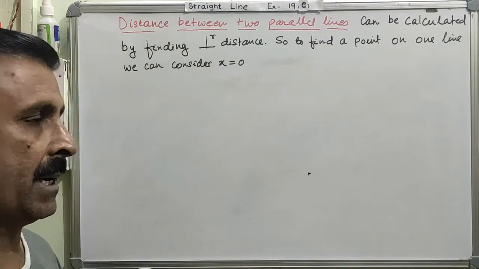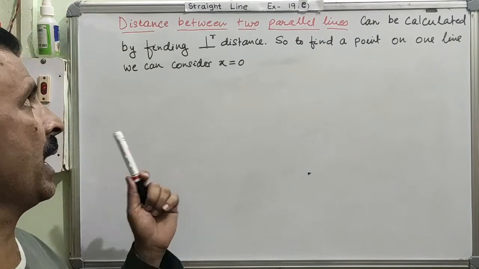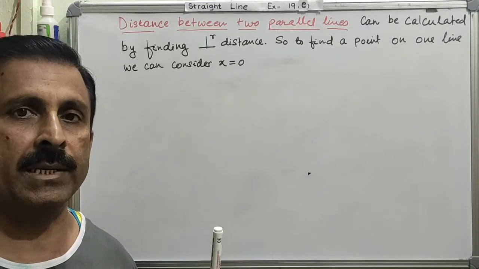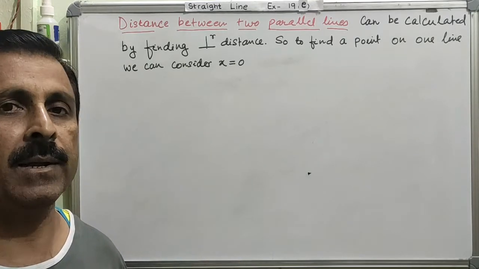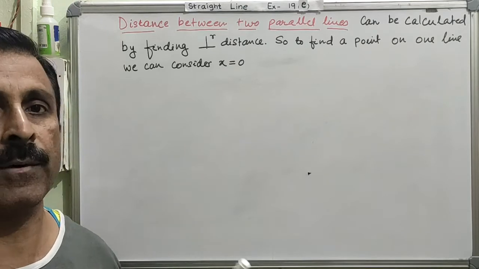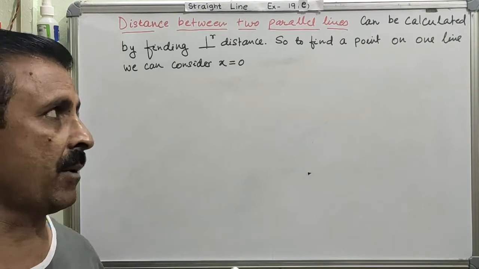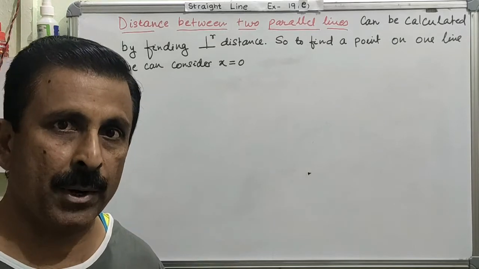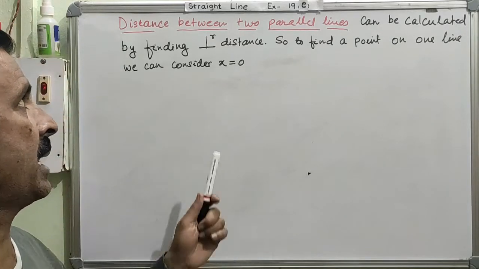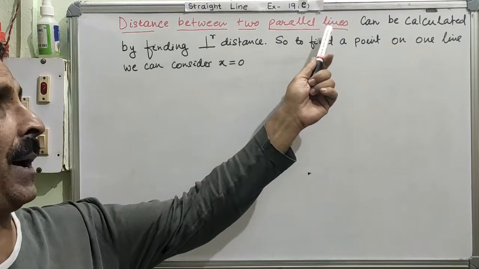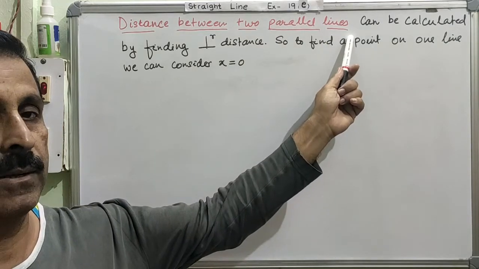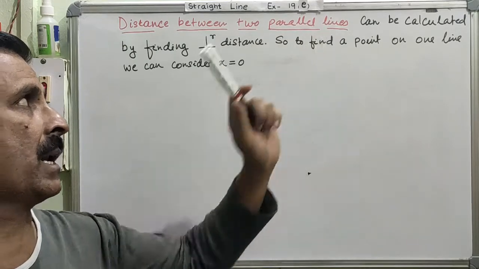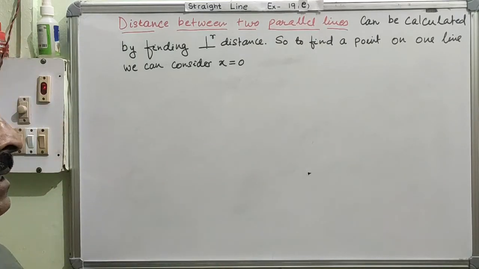Clear? But now in type 2, because we have two lines, how can we have the coordinate of a point? Because the requirement is the equation of a line and the coordinate of one point. But here in this type 2, we will have only the two parallel lines. Is it okay?